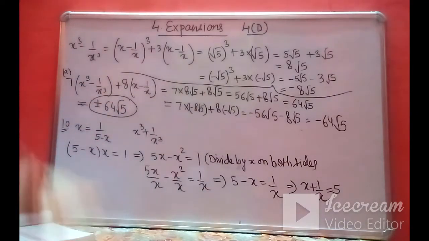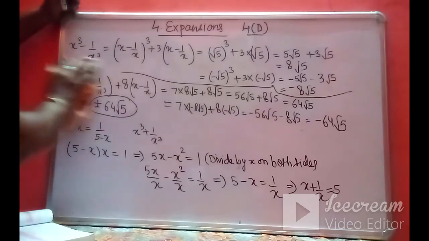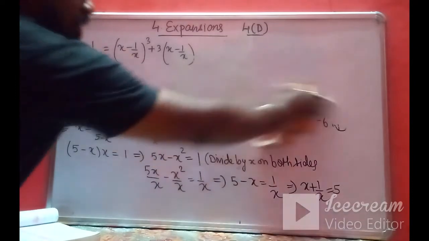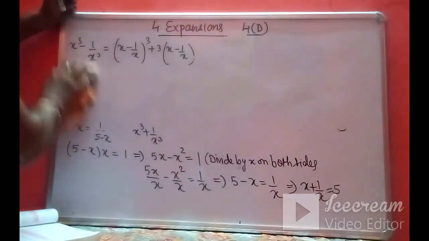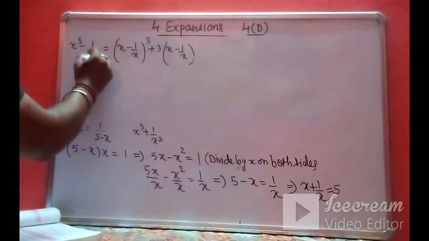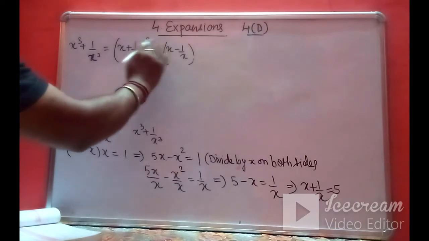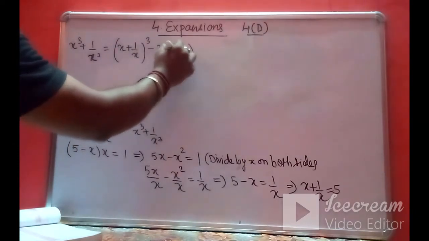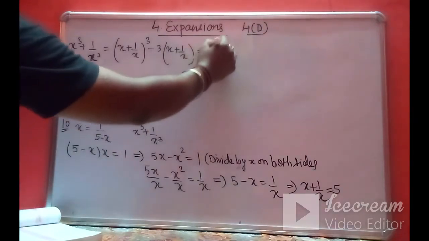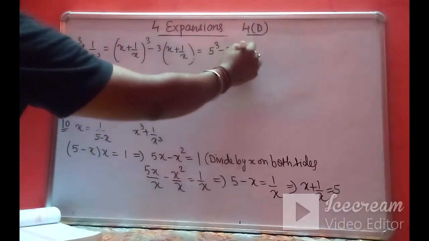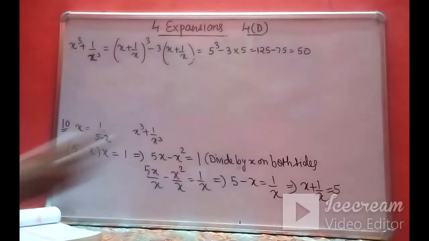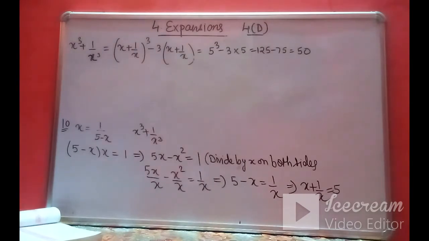Now to find the value of x cube plus 1 upon x cube, x cube plus 1 upon x cube is x plus 1 upon x whole cube minus 3 into x plus 1 upon x. So put the values, 5 cube minus 3 into 5, 125 minus 75, that is 50. Okay, hence it is solved.